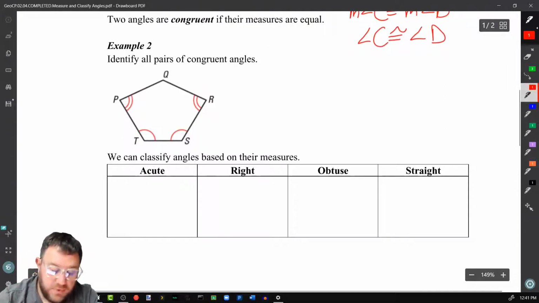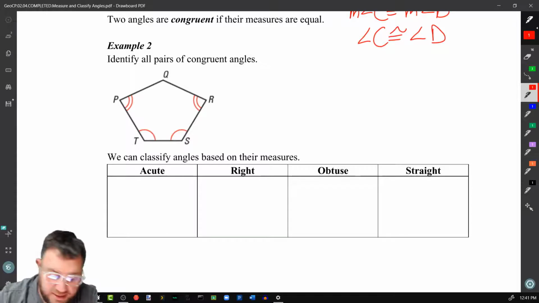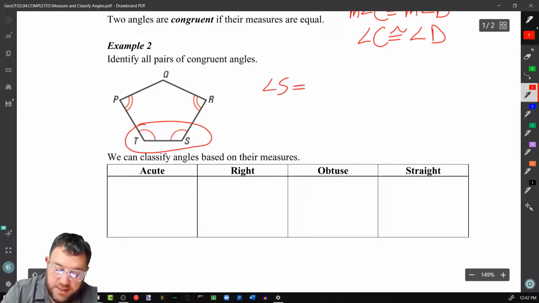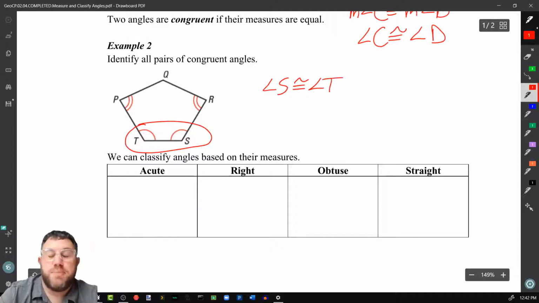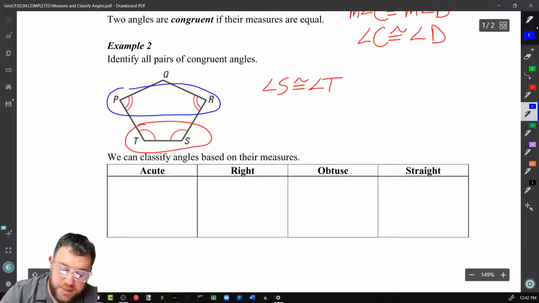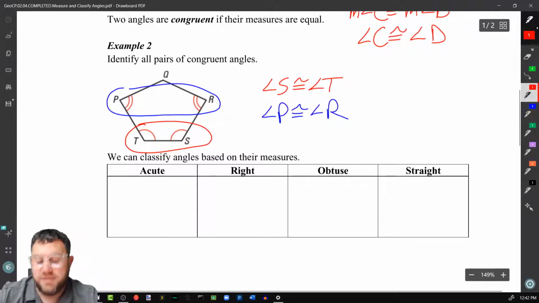And we put marks on angles just like we do for sides when they're congruent, only the little arcs inside the angle. So you can look here and see that angle S and T are congruent because both of those have one arc. Then angles P and R are congruent to each other because both of those have two arcs.